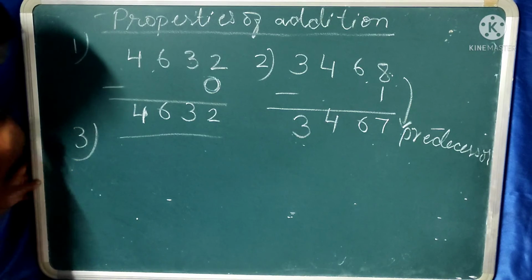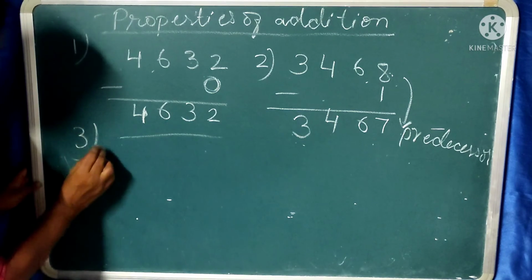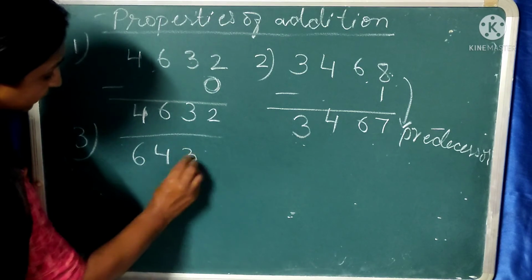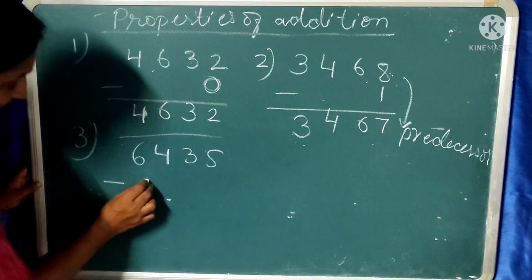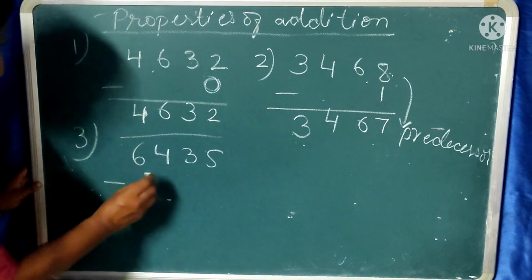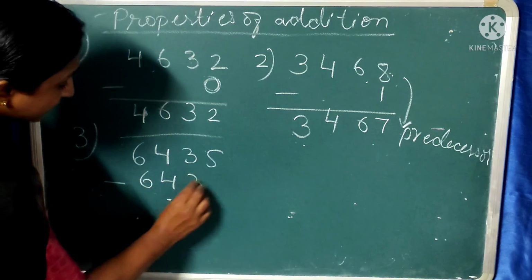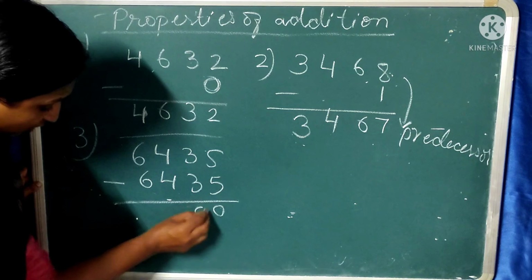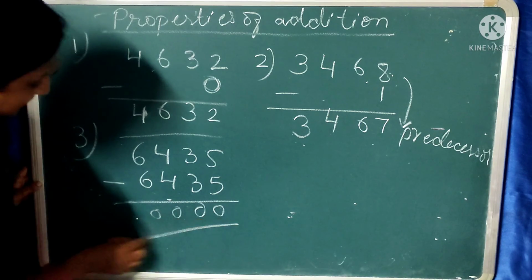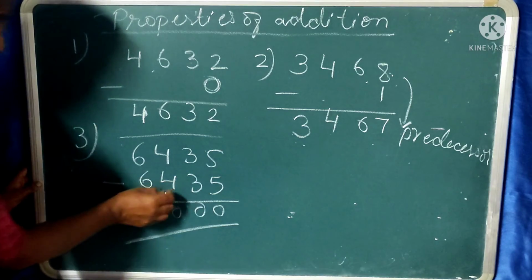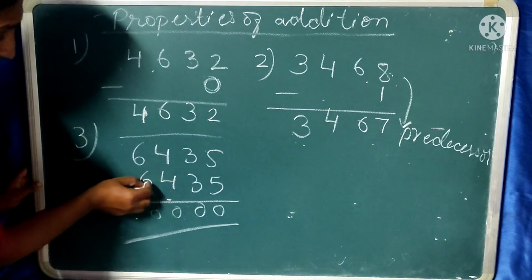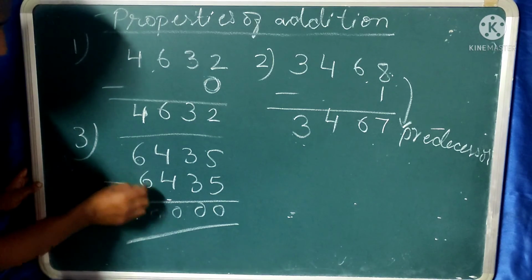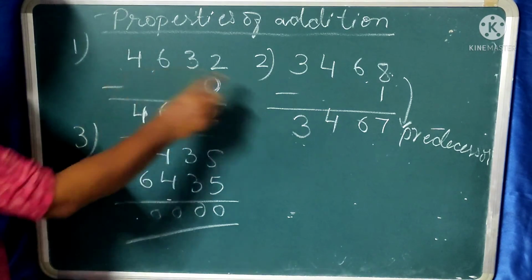The third property is when a number is subtracted from itself. Suppose we take 6435. When a number is subtracted from itself, 6435 minus 6435, we get 0 as the answer. So when a number is subtracted from itself, the difference will always be 0. So this is the property.